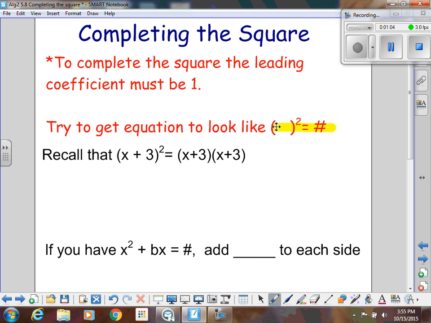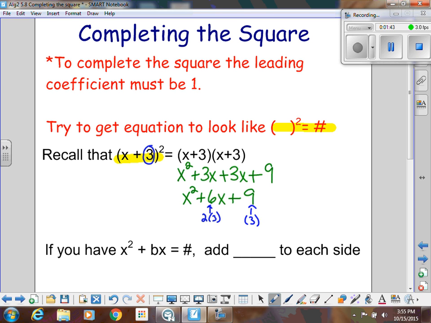When I have something that is parentheses squared, what that means, remember, is that I have a parenthesis times itself. So if I FOIL that out, that would give me x squared plus 3x plus 3x plus 9. And then when I combine those like terms, I get x squared plus 6x plus 9. What I want you to notice is how the middle term, the 6, relates to this 3 that's in the parentheses squared. The 6 is 2 times the 3, right? And then the 9, that's whatever the 3 is, squared.